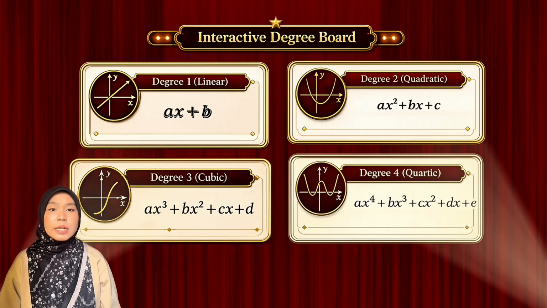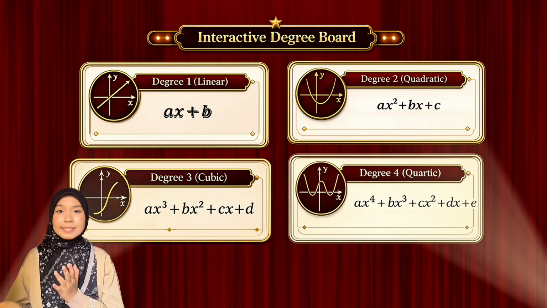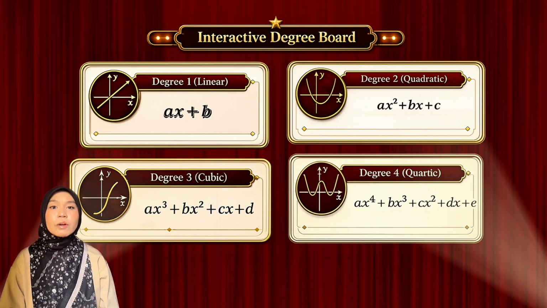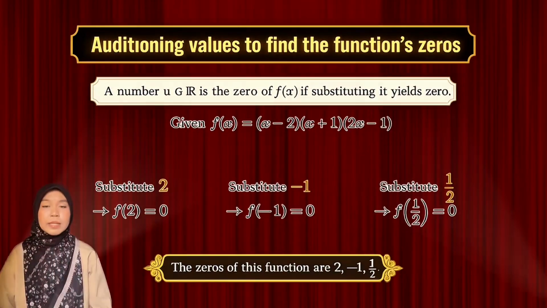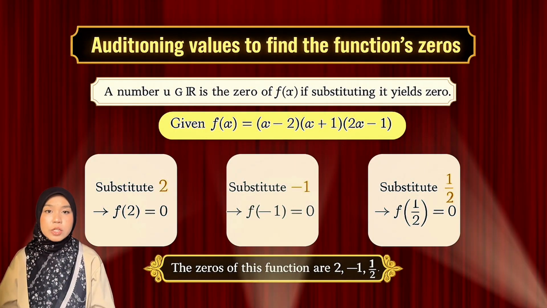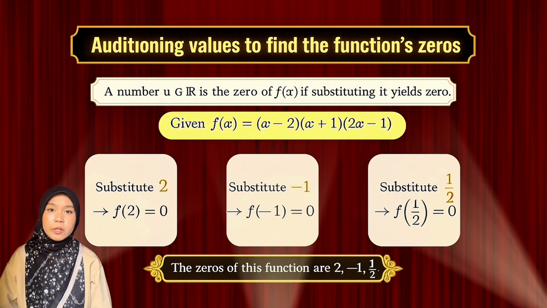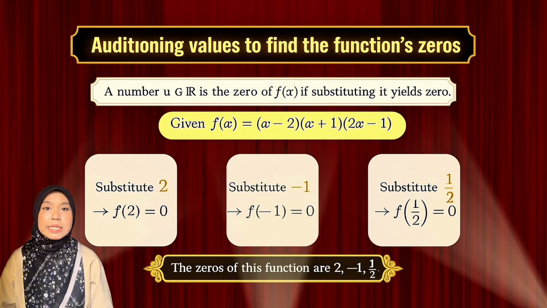In general, a polynomial can be written as follows. The degree of a polynomial is the highest exponent of the variable. The next concept is the zero, or root, of a polynomial. A value of x is called a zero if substituting it into the polynomial makes the function equal to 0.